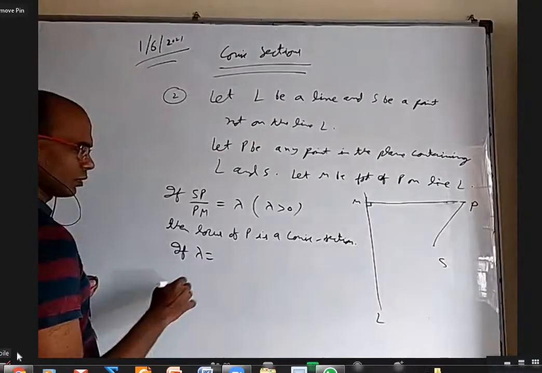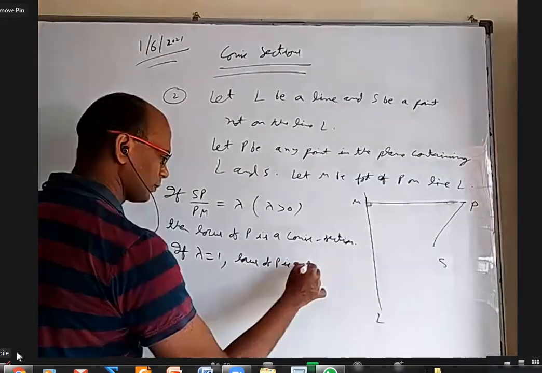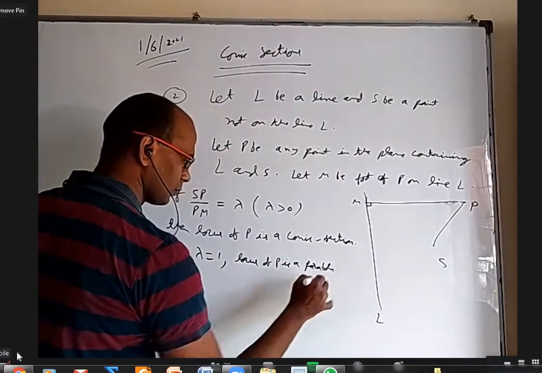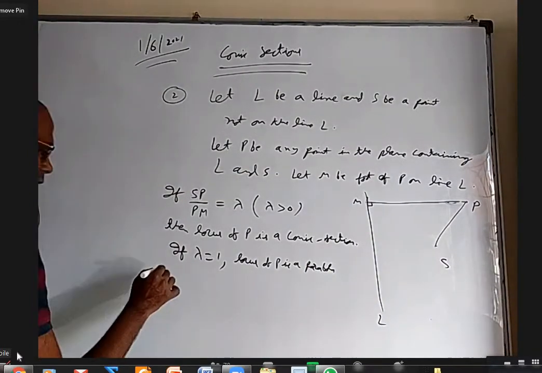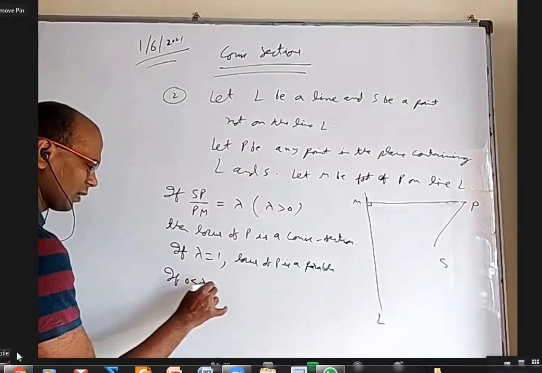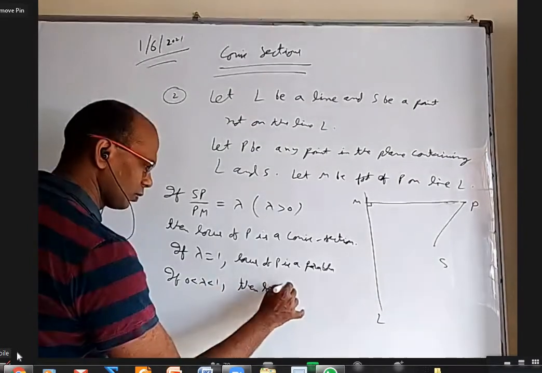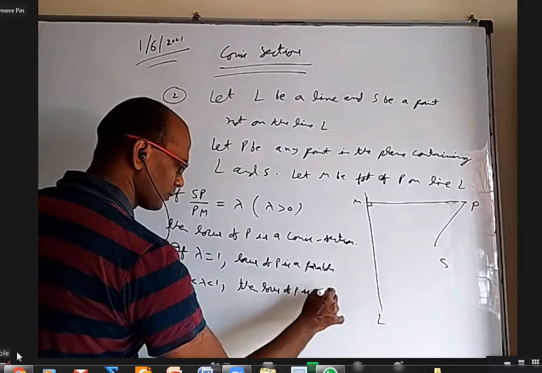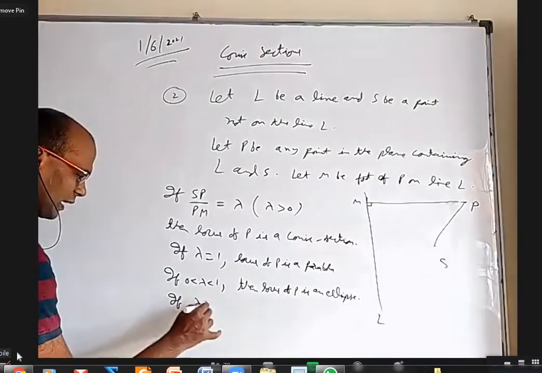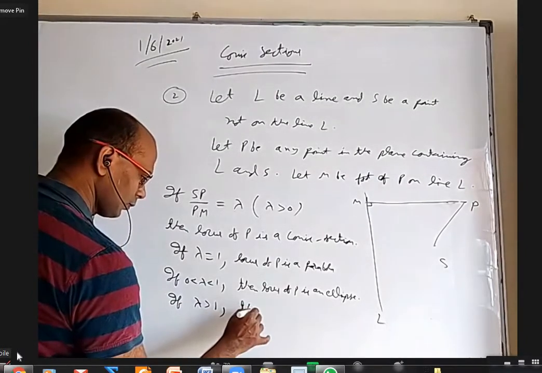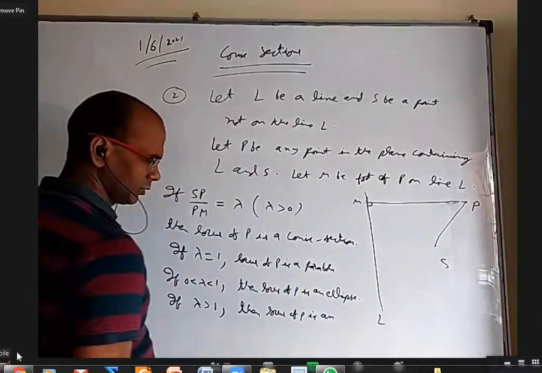If lambda is equal to 1, the locus of P is a parabola. If 0 less than lambda less than 1, then the locus of P is an ellipse. If lambda greater than 1, then the locus of P is a hyperbola.